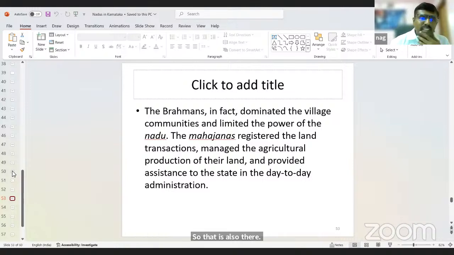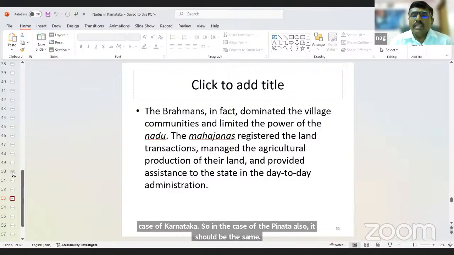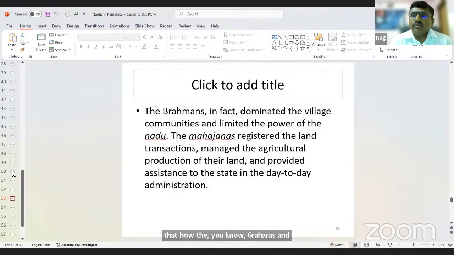Now, Brahmanas dominated village communities. We find them enjoying a lot of power because of royal patronage, and this also limited the power of the Nadus in Karnataka. Even in Tamil Nadu it should be the same, in that the Agraharas and Brahmana settlements were given a lot of support by the state. So it made the Brahmanas more dominant and more important. And Mahajanas registered land transactions, managed agricultural production of their land, and provided assistance to the state in day-to-day administration.